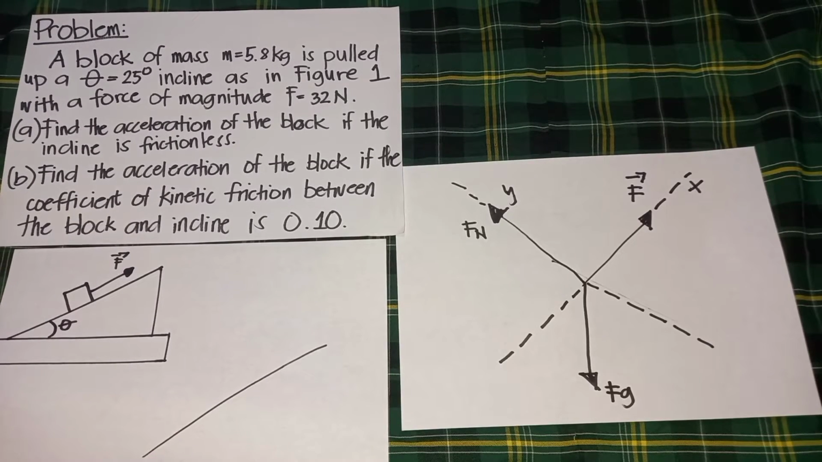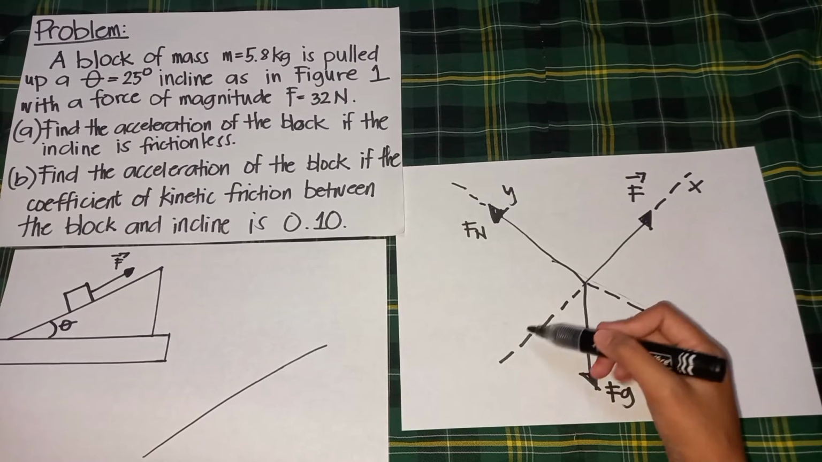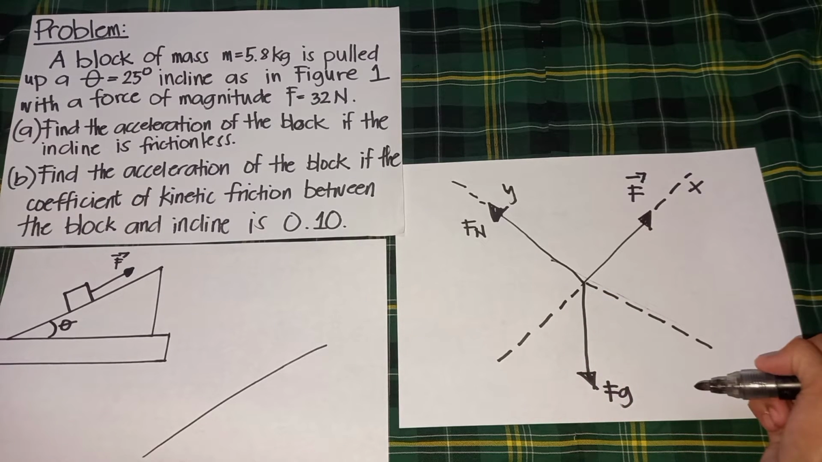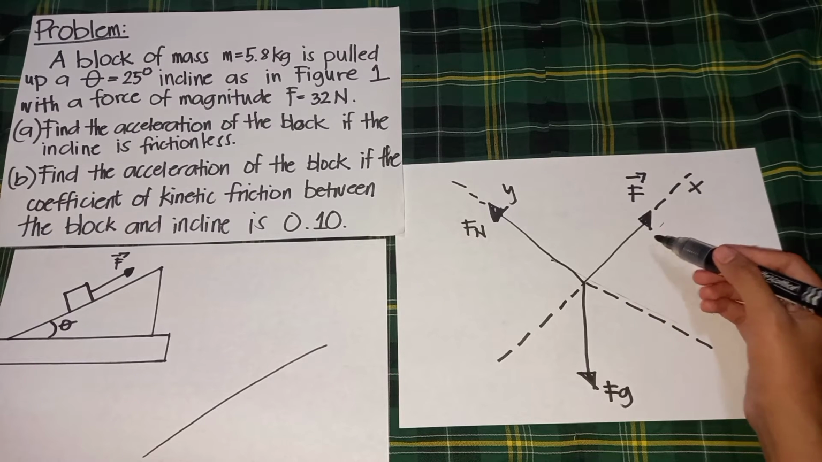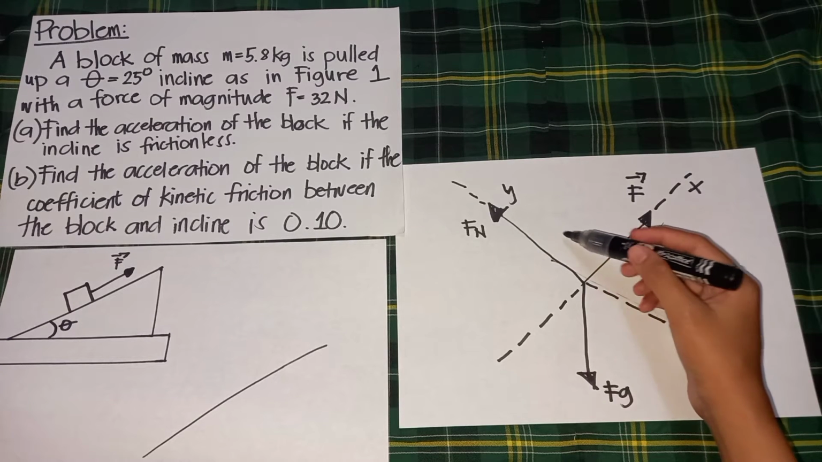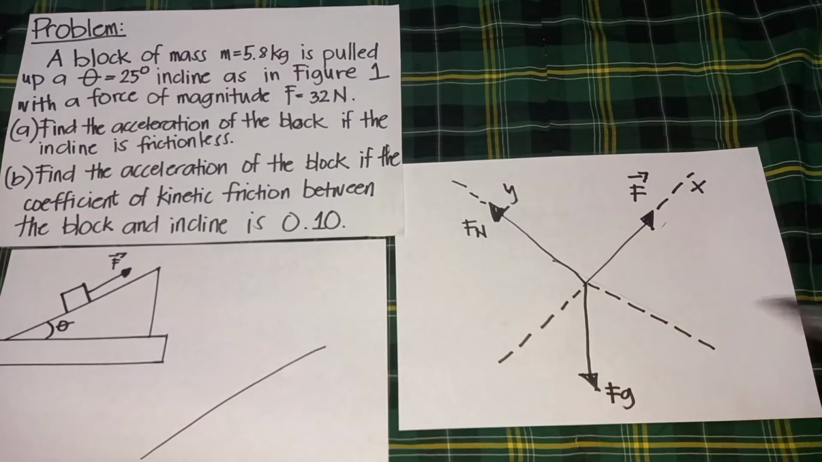Our first step in this problem, as it would be with most problems involving forces acting on an object, is to draw a free body diagram of the mass that's situated on the ramp. Since there is no friction in part A, we do not have a frictional force pointing to the left along the axis here. We simply have the pulling force that's pulling the object up the ramp, the normal force that's acting perpendicular to the surface of the ramp, and then the force of gravity, which of course acts straight down.